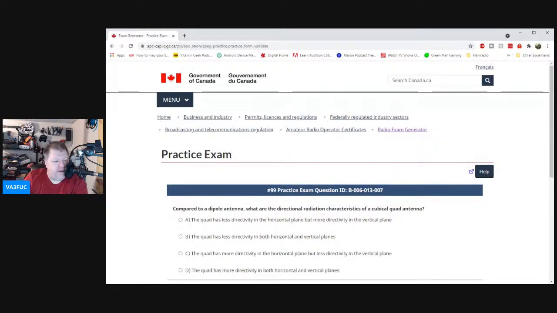Comparing a dipole antenna, the directional radiation characteristics of a cubical quad antenna. The quad is less directive in horizontal planes, but more directive in vertical planes. The quad has less directivity in both horizontal and vertical planes. A quad has more directivity in the horizontal planes, but less in vertical planes. A quad has more directivity in both horizontal and vertical planes. I believe it has vertical and horizontal, if I remember correctly.